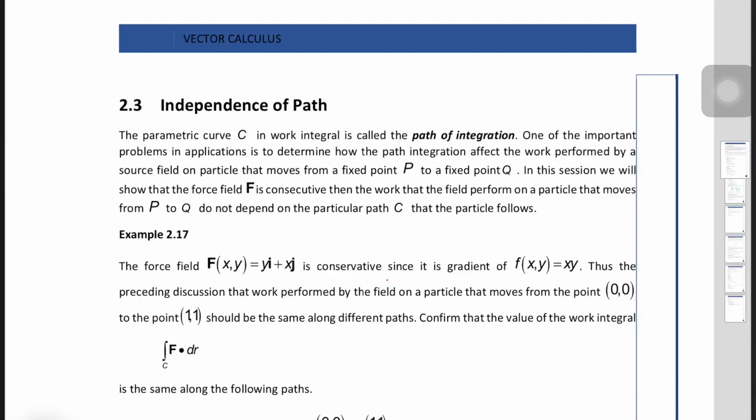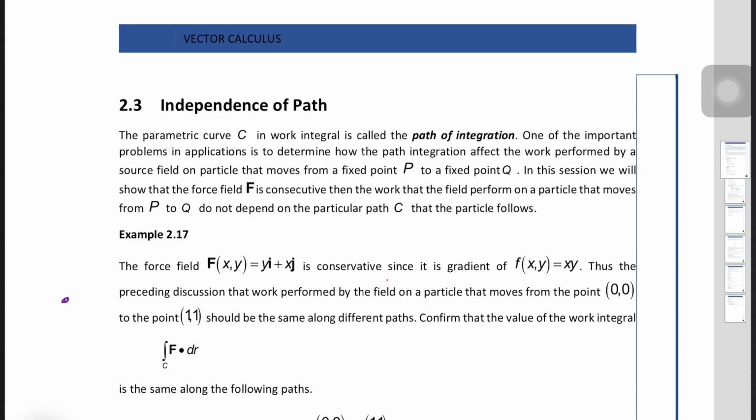2.3 Independence of path. The parametric curve C in the work integral is called the path of integration. One of the important problems in application is to determine how the path of integration affects the work performed by a force field on a particle that moves from a fixed point P to a fixed point Q.